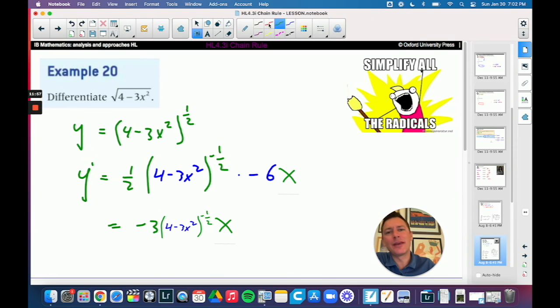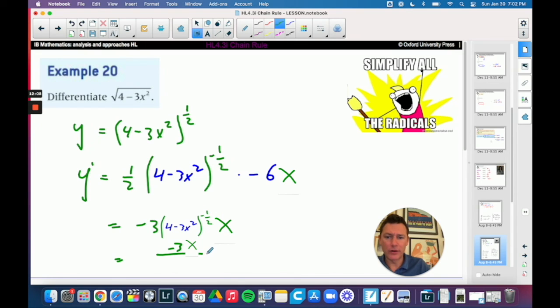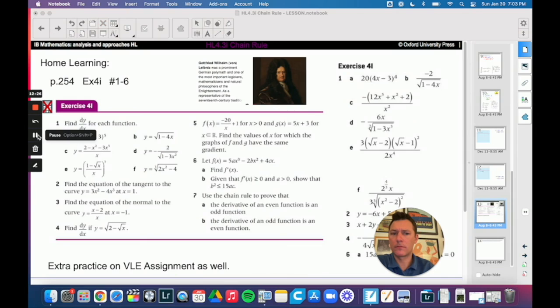Cool. And then maybe if you're feeling like a superstar, it started life with a radical, so it looks cool if you end it with a radical. Notice the 3 doesn't have the half on it. The half only applies to this, so the 3 is still in the numerator. The half here is the radical. The negative is the big fraction, and you've got the 4 minus 3x squared. So this looks fine. This is double good. All right, I think that is the ball game.